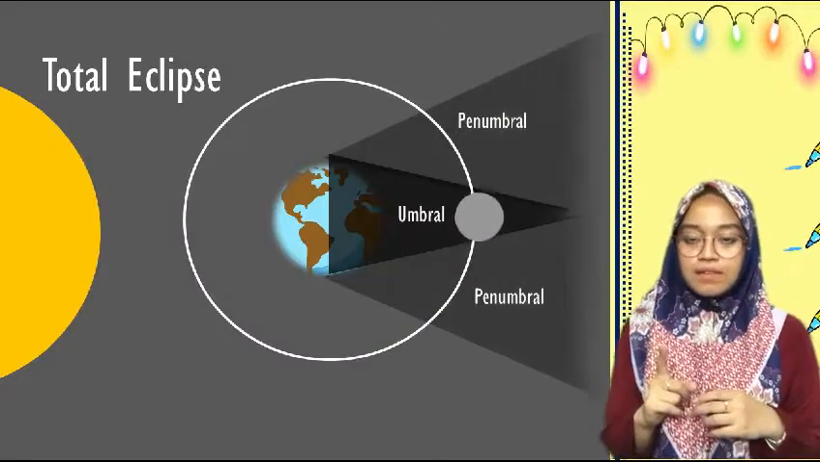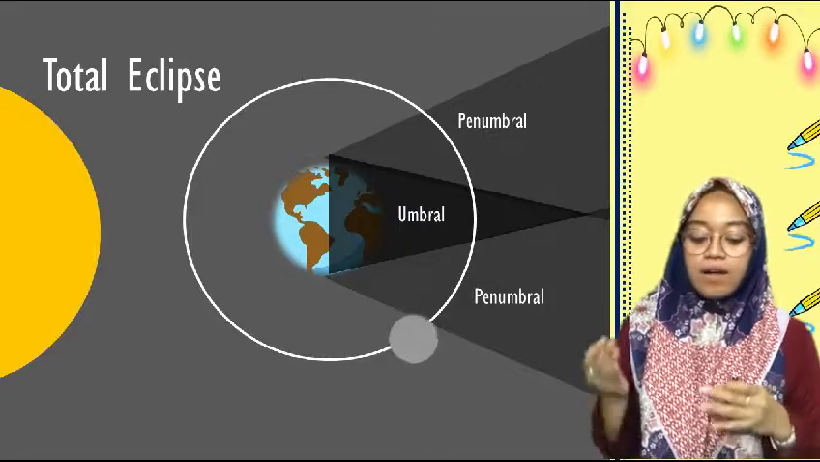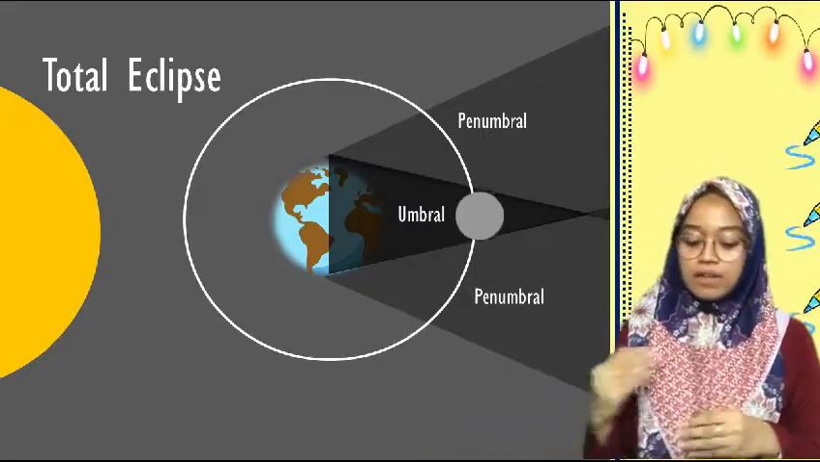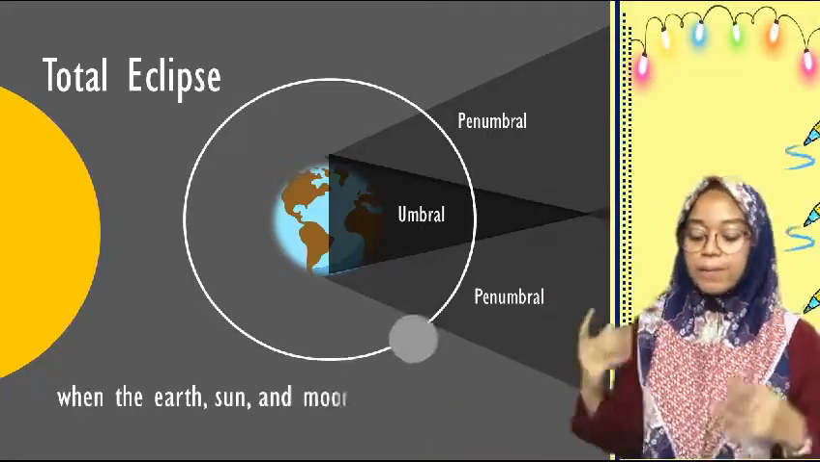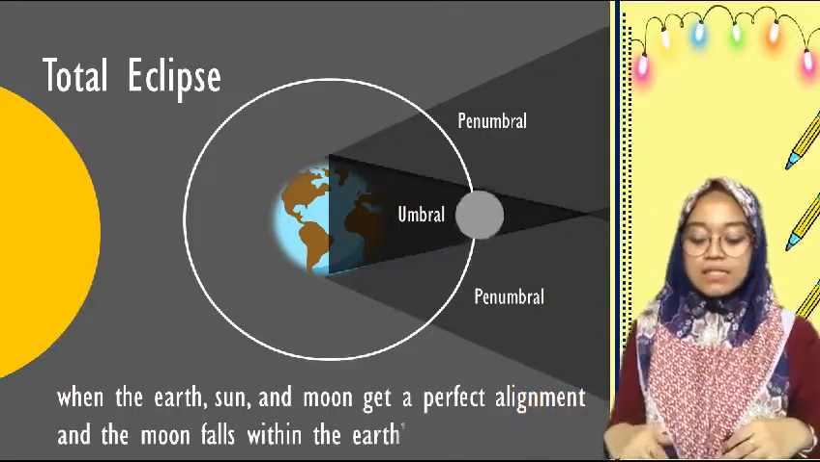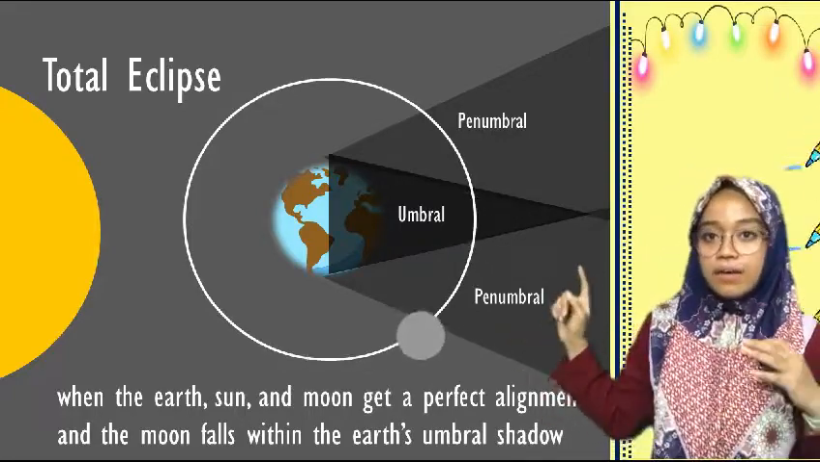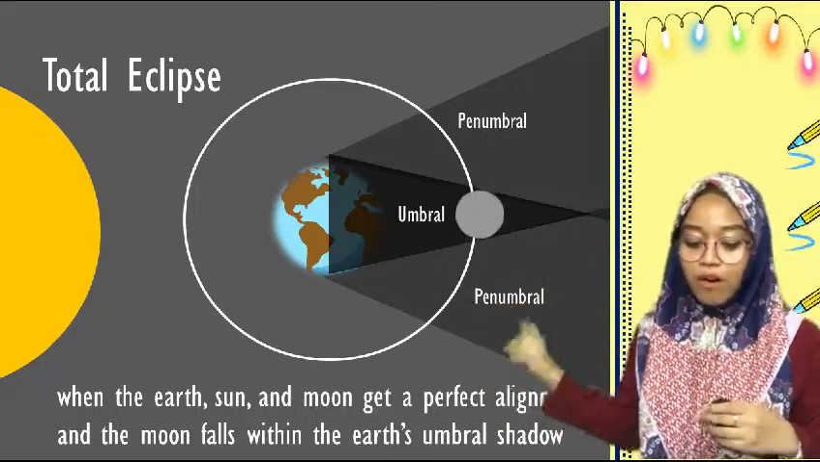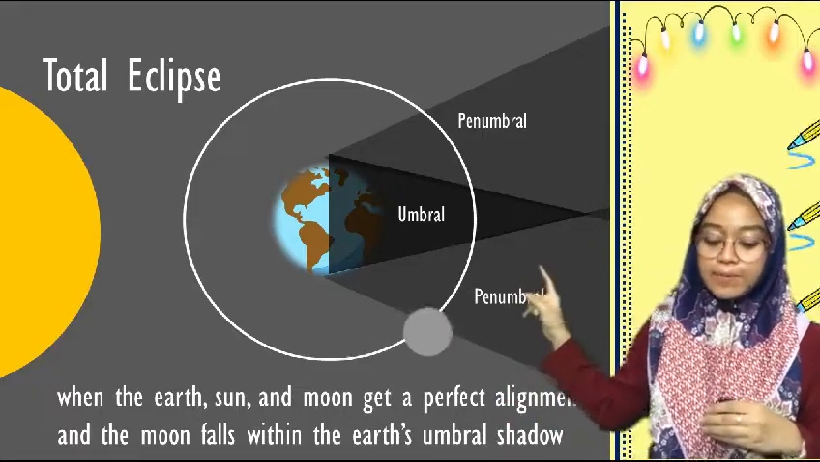Total eclipse can happen when the earth blocks all of the sun's direct light from reaching the moon. The earth, sun and moon get a perfect alignment, and the moon falls within the earth's umbral shadow. You can see the picture, you can see the animation. When the moon falls within the earth's umbral shadow, it is called a total eclipse.